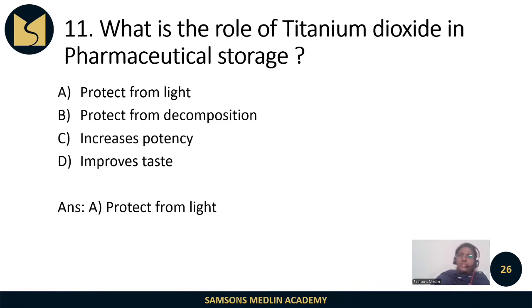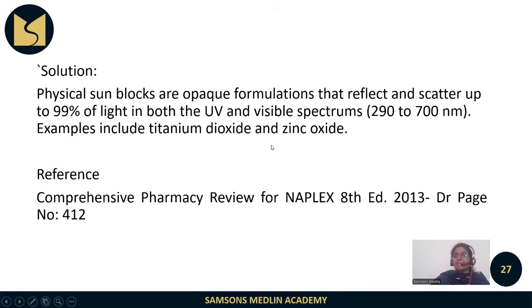So we know that some of the pharmaceutical preparations, if exposed to light, can undergo instability or degradation reaction. That is an example of a photostability reaction. In order to protect it from the light or degradation caused by the light, we will add certain opaque agents. One example of an opaque agent is titanium dioxide. Another example is zinc oxide.